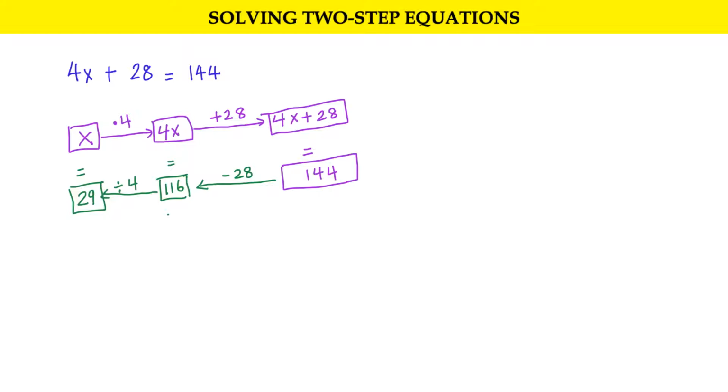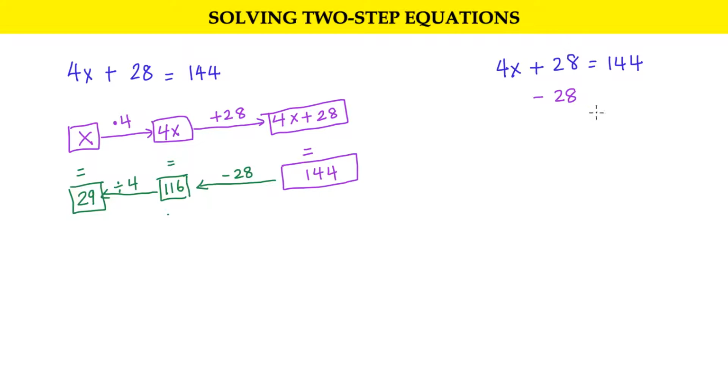Essentially, what we want to do is undo everything that has happened to x. So we are doing the inverse operations. So let me write this down here again. 4x plus 28 equals 144. And we want to do the inverse operations in the reverse order of the order of operations. Typically in the order of operations, multiplication comes before adding. So when we are undoing things, we are going to subtract first. So the inverse of plus 28 is minus 28.